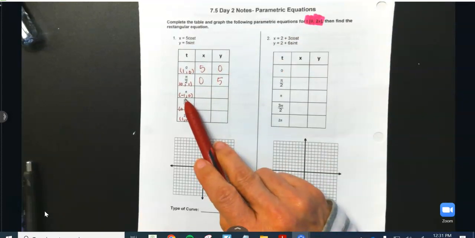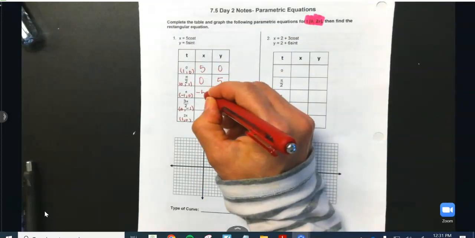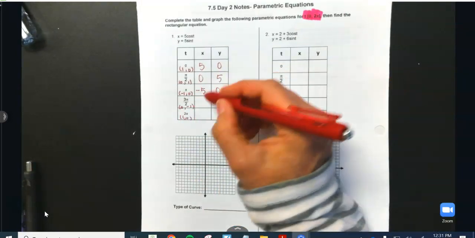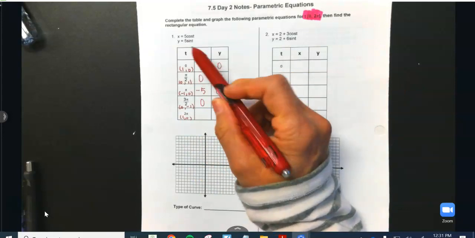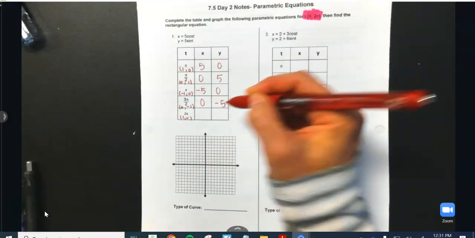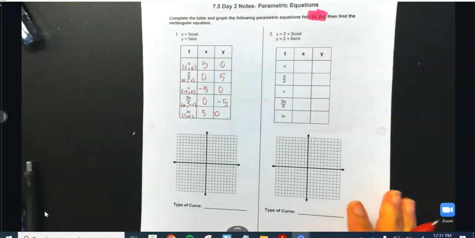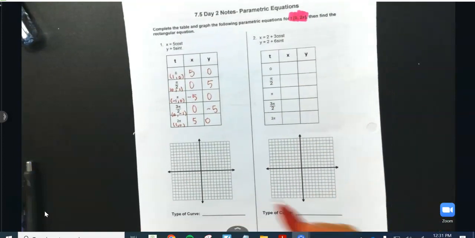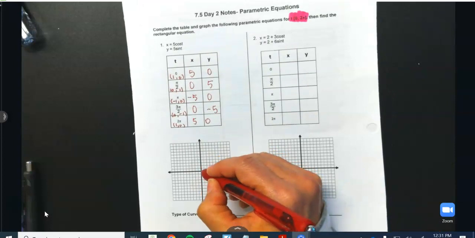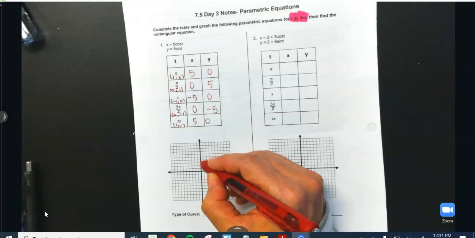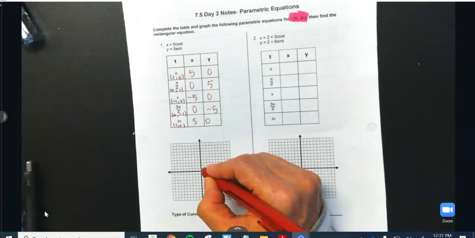Here we go with the left side of the unit circle. Look, this is -5, 0. The bottom of the unit circle, cosine is 0. 5 times -1, so that's going to be a -5. And then right back to the beginning at 5, 0. All right, let's plot those on the graph, y'all. If you notice, all of these points are 5 spaces away from the origin.